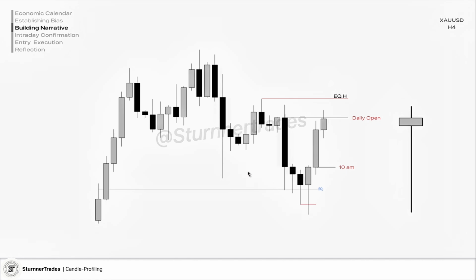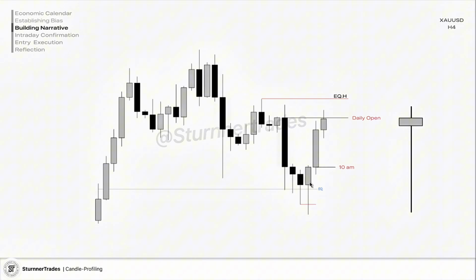From there, price dropped and swept an old low right into the equilibrium of last week's range, which by the way is our higher time frame key level. Then at 6 a.m. during the London session, we formed the low of the day by sweeping sell-side liquidity and immediately reversing back inside the range. That gives us a clean C2 closure, and that's our reversal confirmation.